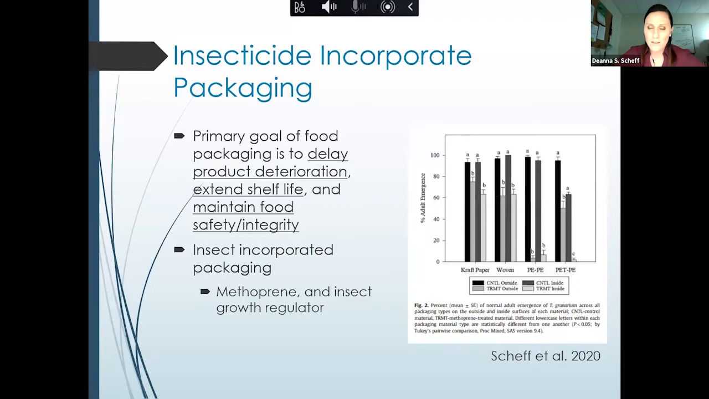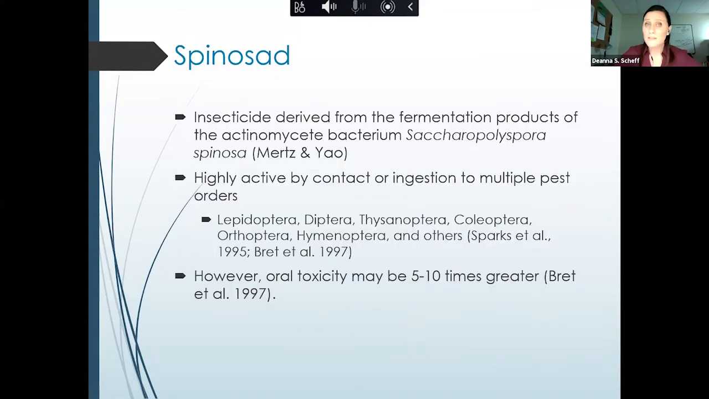So this is great. We've got some knowledge base on this methoprene packaging, but what's really interesting is what else can we look at possibly incorporating into this packaging material? And the idea of spinosad came up. Spinosad is an insecticide that is derived from the fermentation products of a bacterium. So it is what we would call an organic product, so it opens up a whole other marketplace for us to use this insecticide-incorporated packaging.